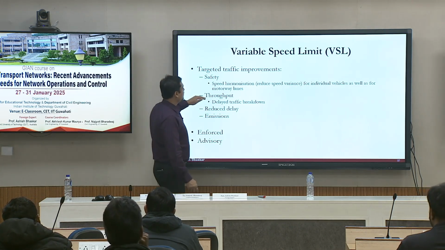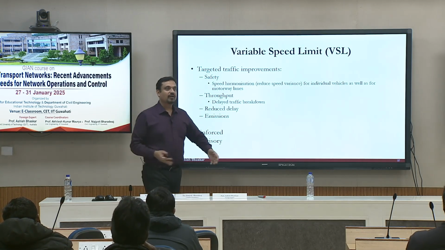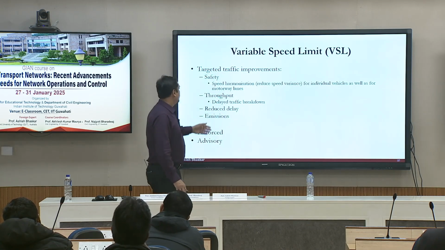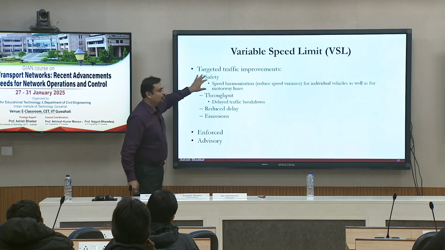You can also think of, yes, it can help you to have more throughput, meaning more traffic flowing, because it can delay the traffic breakdown. It can delay the traffic breakdown because you might have lower speed, and traffic is driving properly. There's not much speed variation between different lanes, so there's no unnecessary lane change happening. That can improve the throughput. But that is the secondary objective. The primary is always the safety.